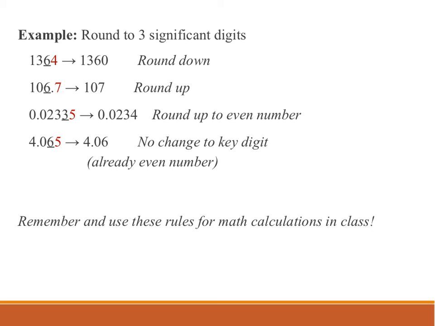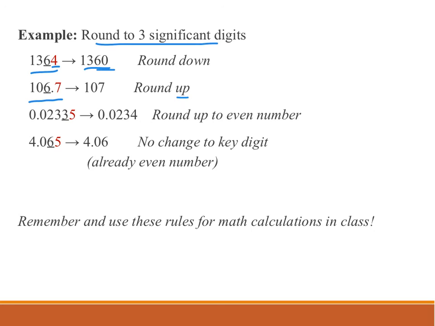Here I have some answers that I need to round to 3 significant digits because that's all I'm allowed in my answer. If I start with 1,364, I have 4 significant digits. I'm only allowed 3. I'm going to round down and take this last place all the way down to a 0 so that I'm left with 3 significant digits, the 1 and the 3 and the 6, because that last 0 without a decimal point is not significant.